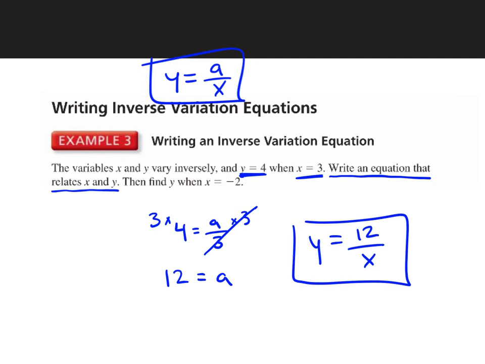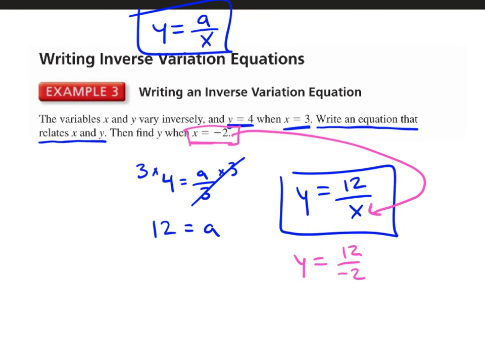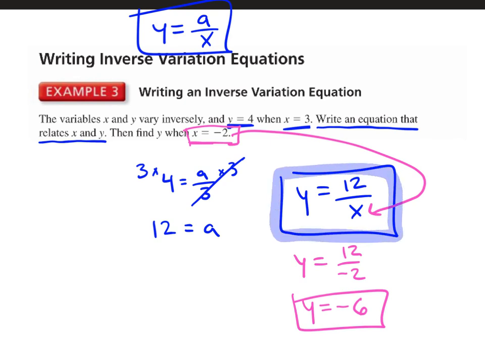Next, we want to find what y is when x is equal to negative 2. So what do you think we have to do next? Awesome. We just plug negative 2 in for x. So we have y is equal to 12 divided by negative 2. What's 12 divided by negative 2? So y is equal to negative 6. So this is our answer to our first question, it's our equation. This is the answer to the second question that it asked. Any questions here?